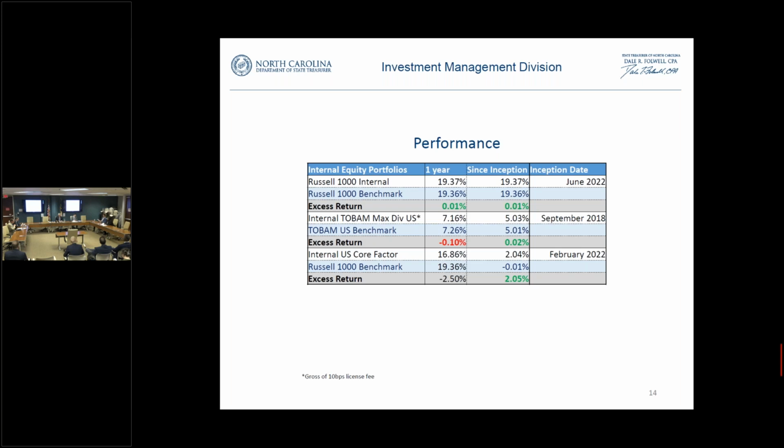So now just looking at the performance of our internal portfolios, since inception returns remain strong. The two index funds have very low tracking error, just modestly outperforming by a couple of basis points since inception. And the bottom one, the core factor portfolio, you see that it's underperformed over the 1 year, given that portfolio is overweight those value and quality names that haven't done so well this year, but since inception is still outperforming the benchmark. So far so good with that one.